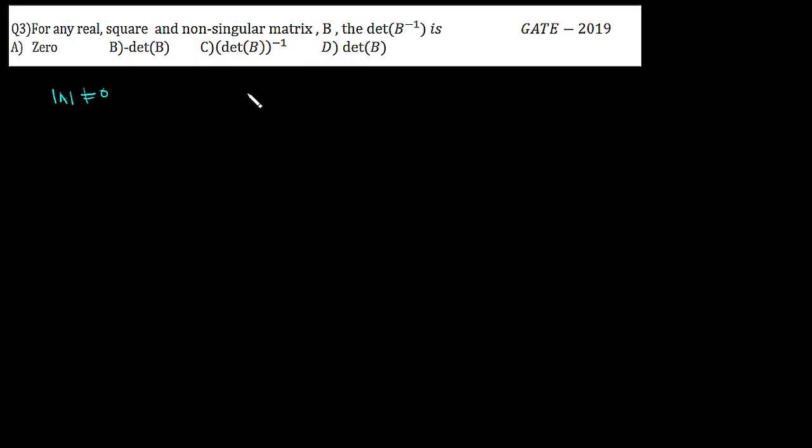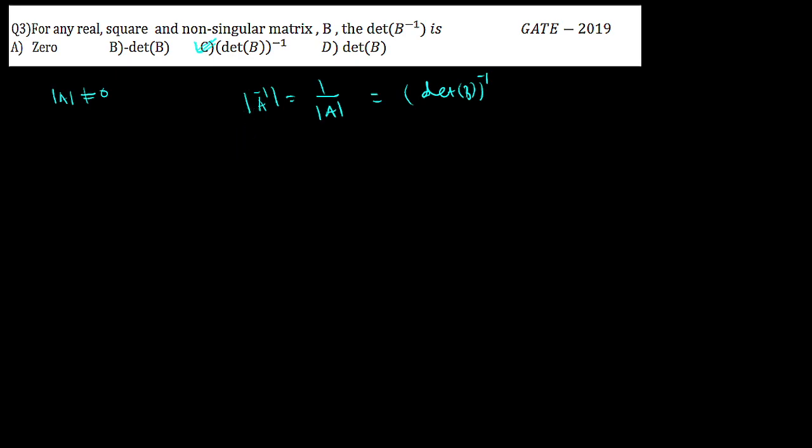So now we know from the basic concept of the inverse matrix that the determinant of any inverse matrix is simply the inverse of the determinant of the original matrix. Here the original matrix is B, so I can write the determinant of B, and I have to take the inverse of this to find the determinant of the inverse matrix. So option C correctly describes the determinant of this inverse matrix. So option C is the correct answer.